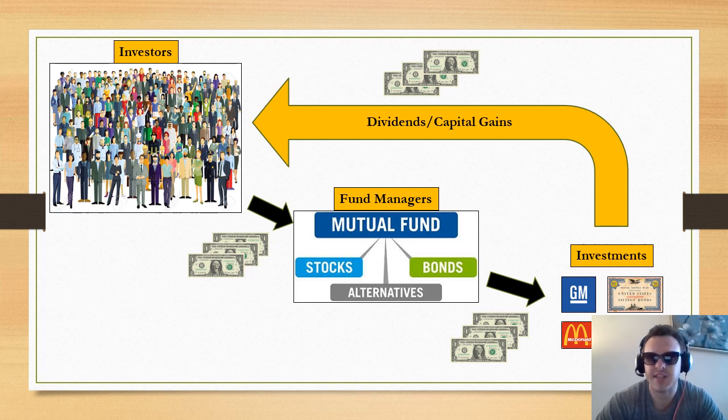A mutual fund is not just stocks. You can buy basically anything in a mutual fund. You can even invest in real estate through a mutual fund. That's called a real estate investment trust. All right, so the investors, when they give the fund managers the money, the fund managers pick whatever investments they want according to the fund's investment strategy. And then over time, the investors reap rewards from those investments in the form of capital gains and dividends.